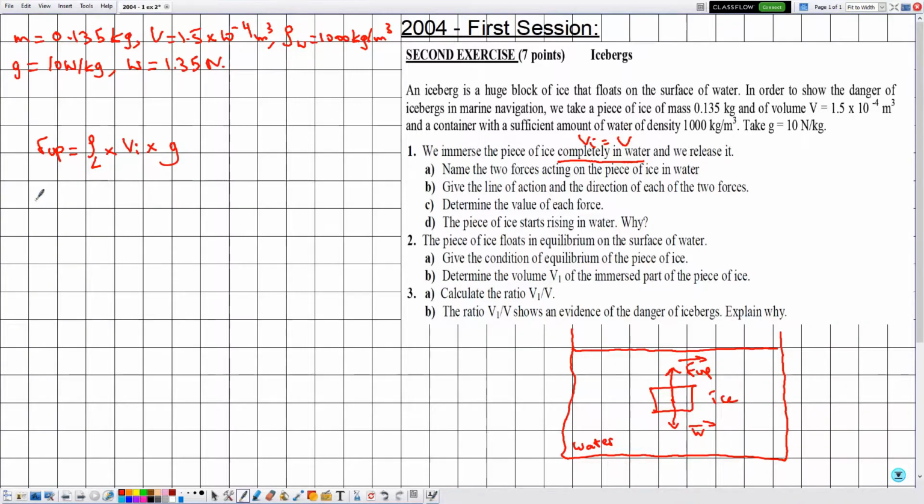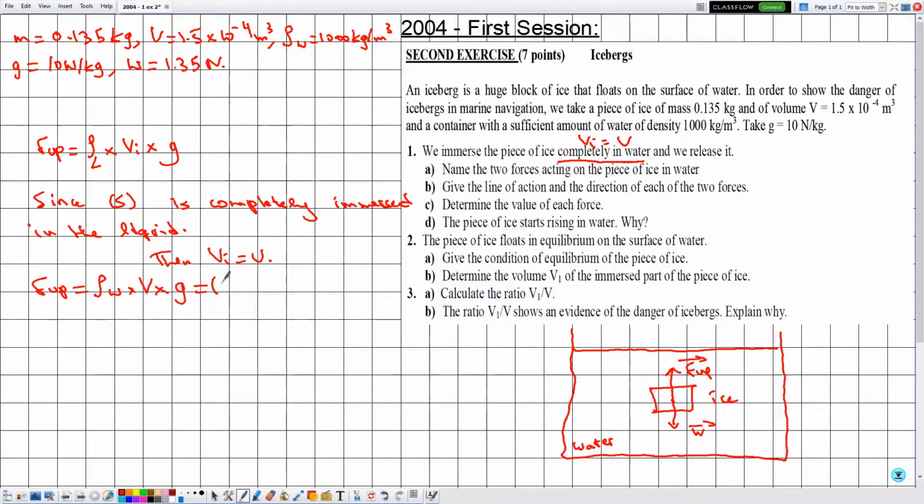Then let's justify: since the piece of ice is completely immersed in the liquid, and here the liquid is represented by water, then VI is equal to V. Now rewriting the value of F upthrust, rho L is replaced by rho water, multiplied by the volume of the immersed part, which is given by V, replacing VI by V, and the value of G.